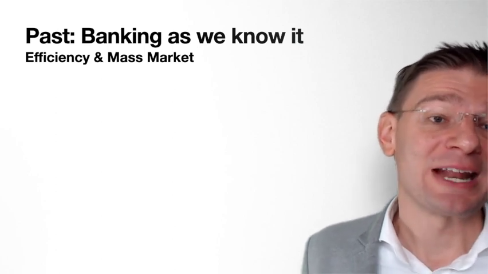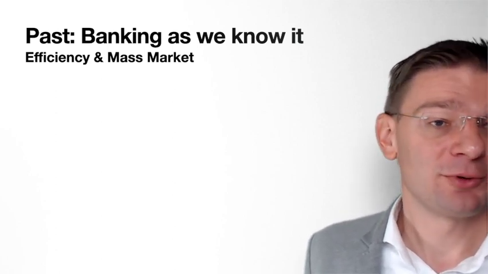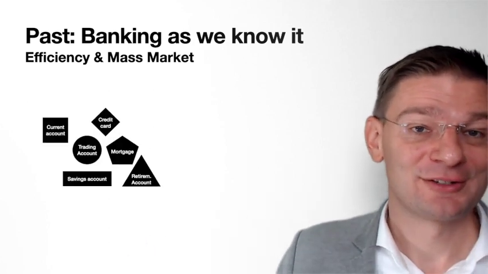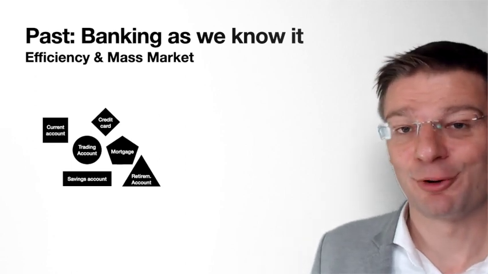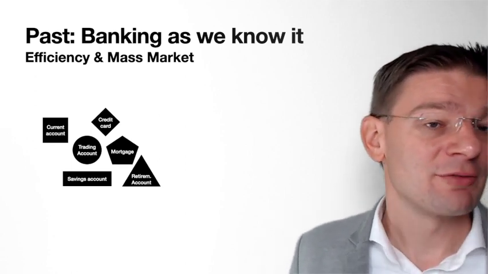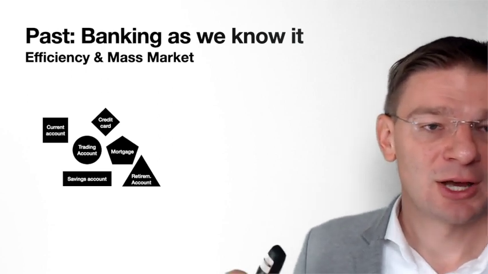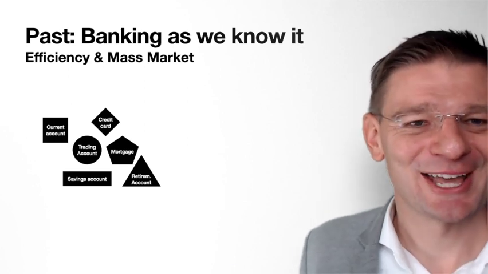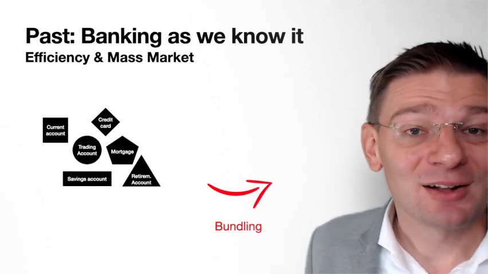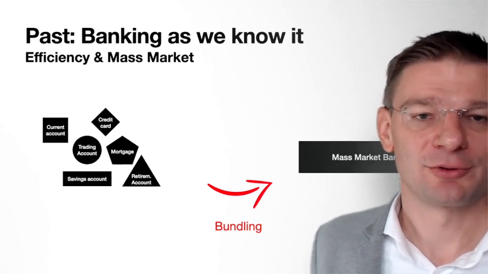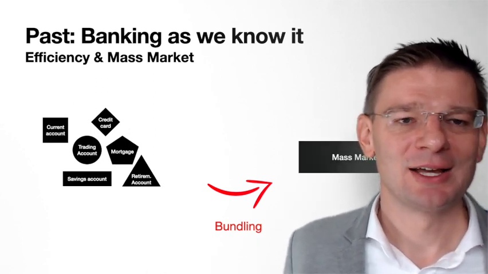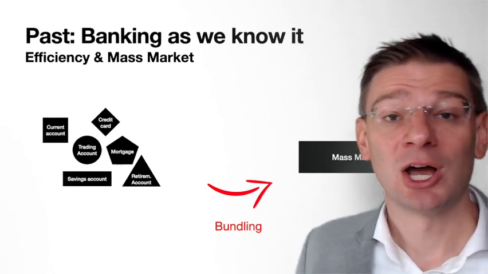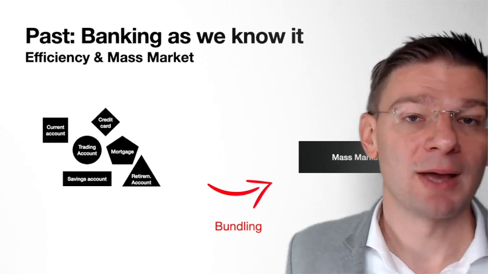Banking as we know it is focused on efficiency and the mass market. And that's very good, right? You have, from an efficiency perspective, all these different types of banking products that you bundle together into a mass market banking offer. Let's look at it. You have a current account, you have a trading account, you have a mortgage, you have a retirement account, you have a savings account, or credit cards. And you bundle all of them together into a mass market banking offer. So it means if you have a mortgage at one bank, you're very likely also having a checking account at exactly the same bank. And it's because of the bundling into mass market banking offers.